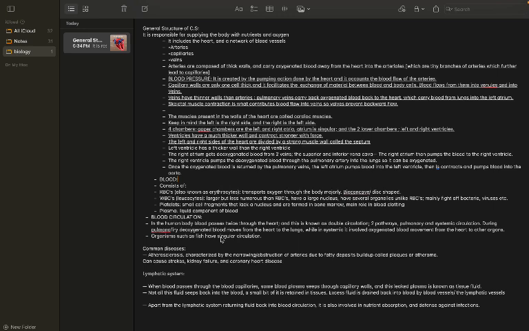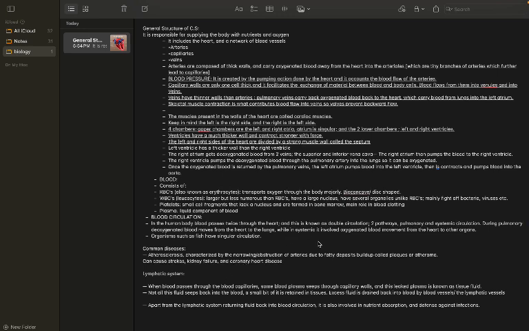Blood circulation. In the human body, blood passes twice through the heart. So this is known as double circulation. It has two pathways, pulmonary and systemic circulation. During pulmonary, sorry for the spelling, during the pulmonary circulation, the deoxygenated blood moves from the heart to the lungs, while in systemic, it's involved in oxygenated blood movement from the heart to other organs.